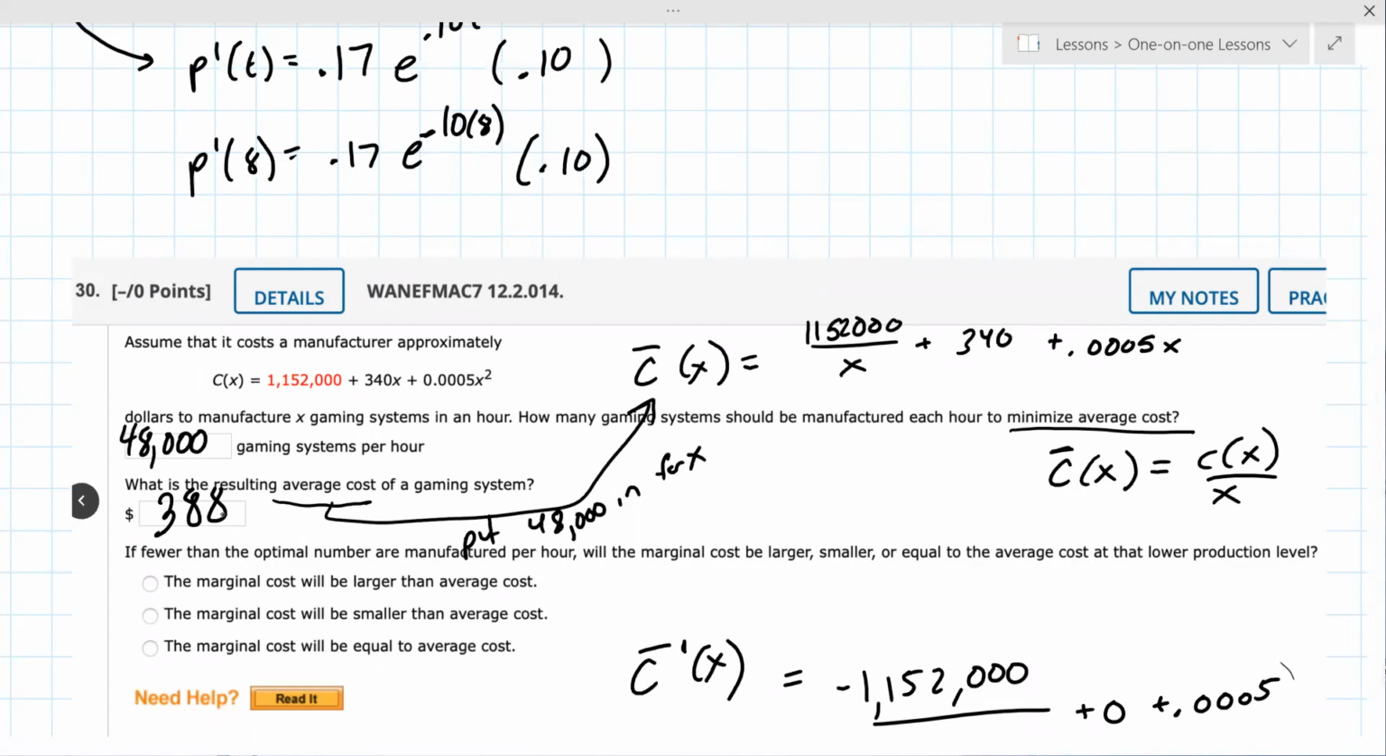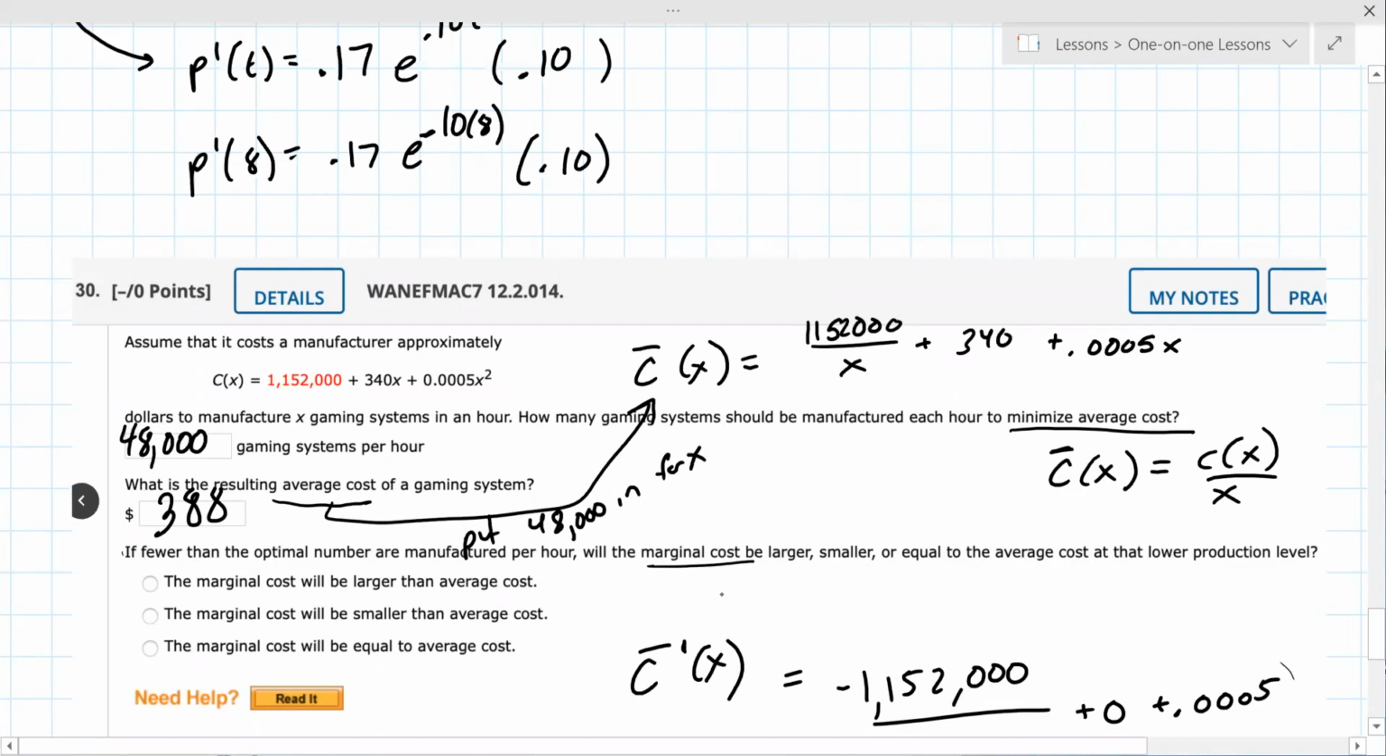I don't know how to answer that. This is like an econ question. I guess I would just remember what it is. Okay, because it's asking you to compare marginal cost and average cost. I guess you could take a derivative of this and then compare it.